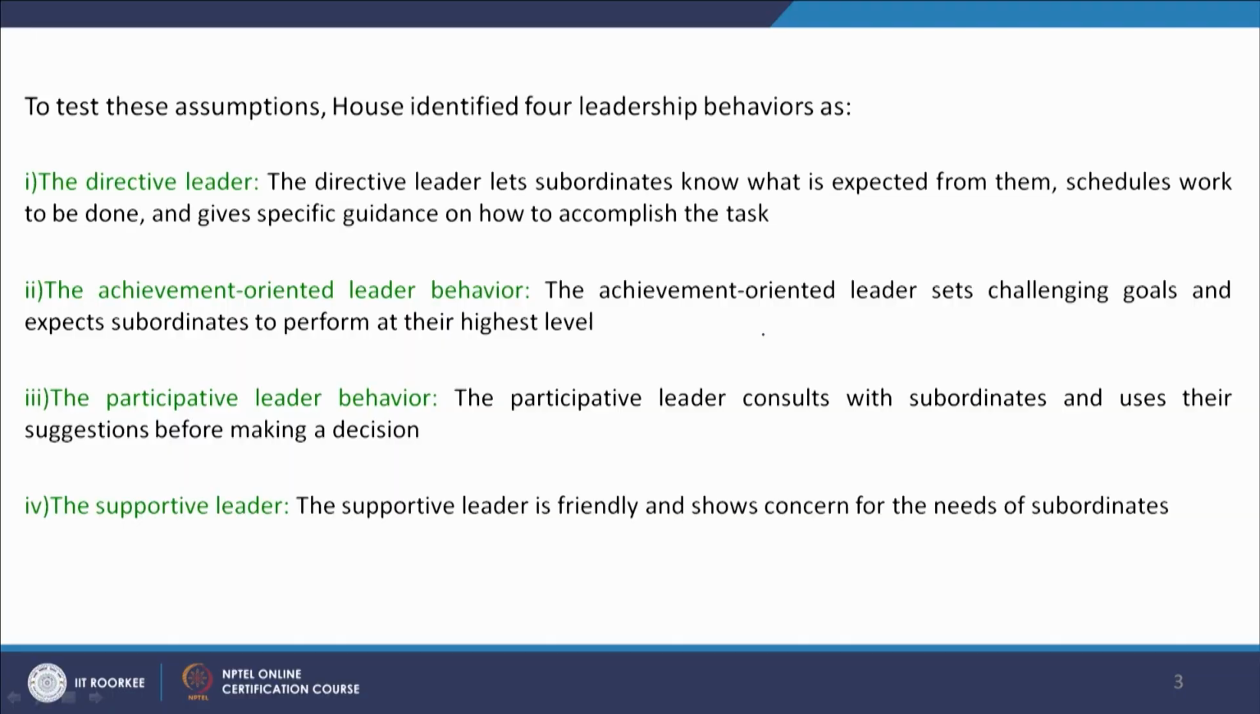The other is participative leader behavior. The participative leader consults with subordinates and uses their suggestions before making a decision. That means the leader makes the decision on what step has to be initiated to accomplish the goal, but the members or the followers are also participating in the decision making process.